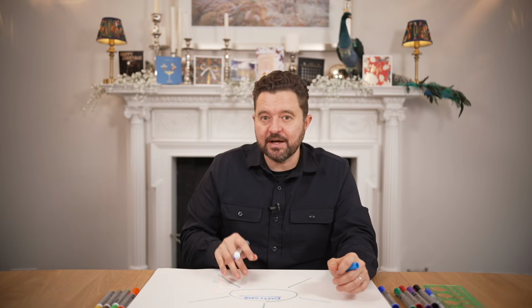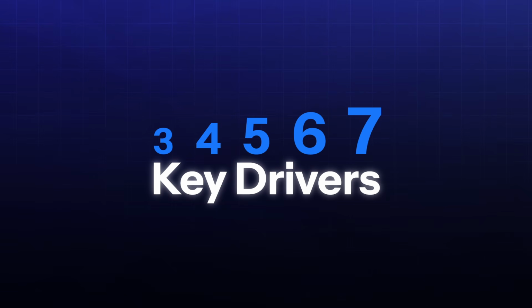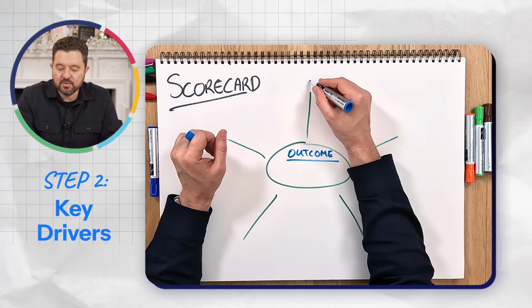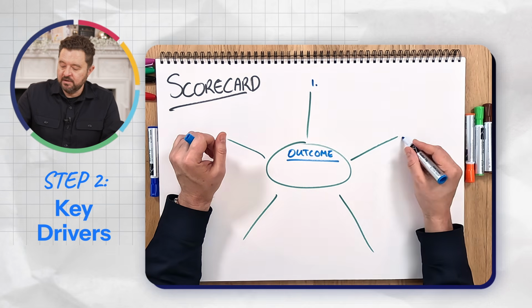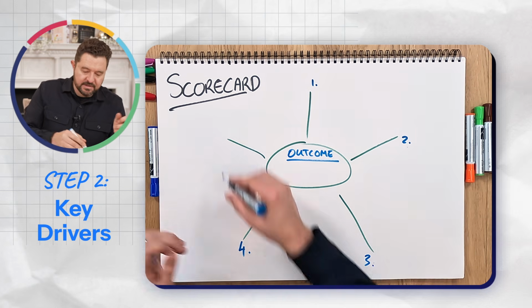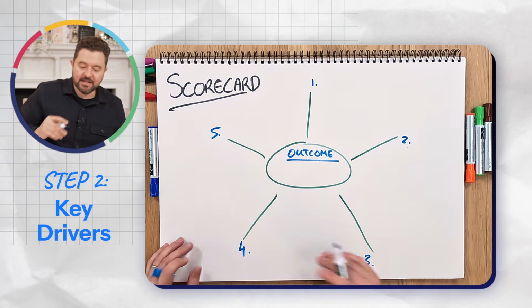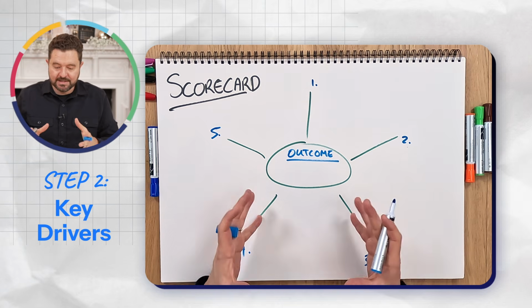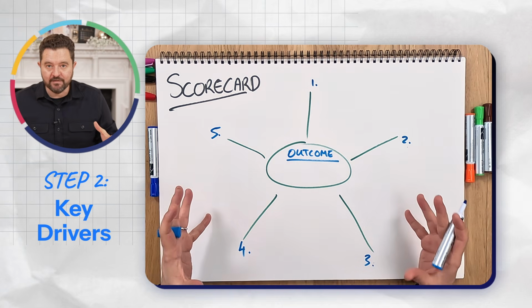Now, with every outcome, there's going to be 3, 4, 5, 6, 7 key drivers that drive that outcome. So what we want to do is we want to say, all right, what are going to be the, let's call it 5 biggest drivers that make this particular outcome work. So if I want to get this outcome, what are the 5 big drivers for the outcome?